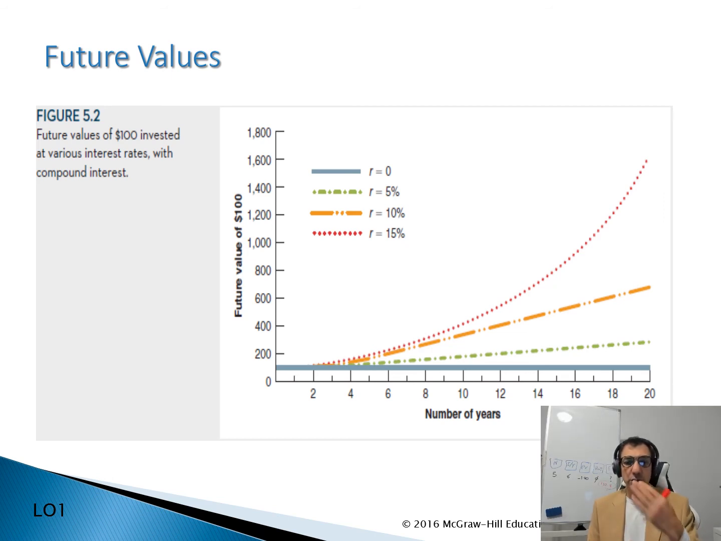As the interest rate is going up, you see, because you're earning interest on interest, the future value is going to grow much faster. For example, the dotted red curve is showing the 15% interest rate, which you can see is just climbing much faster than other interest rates.